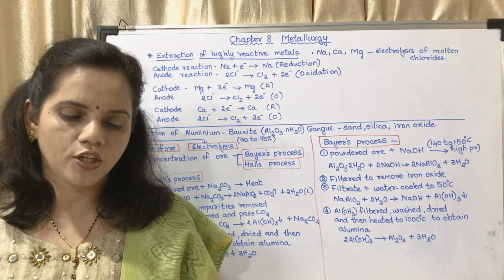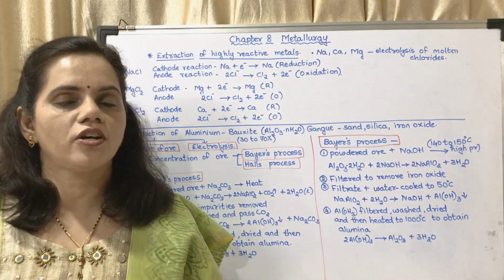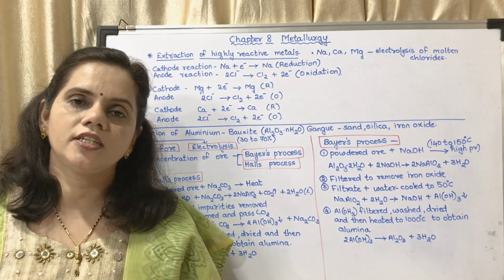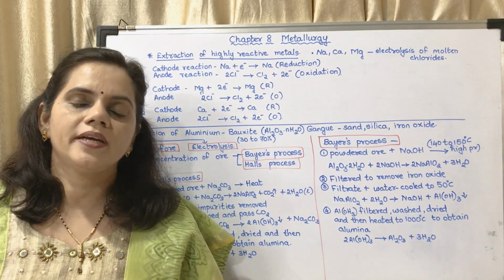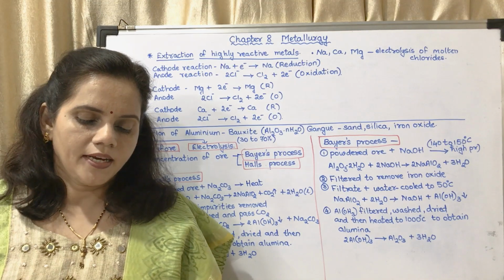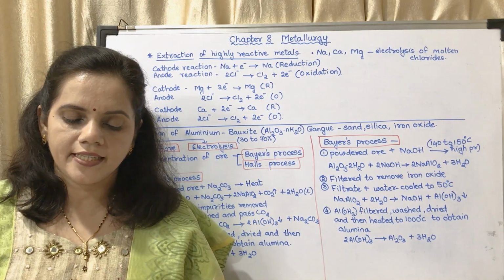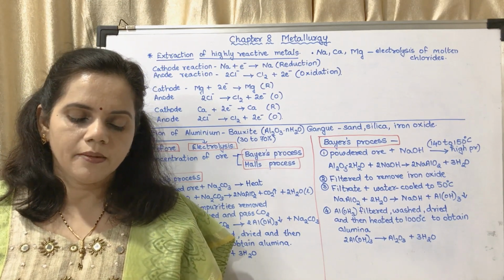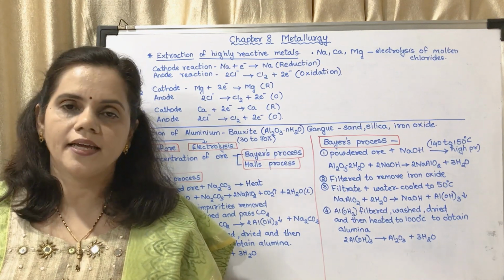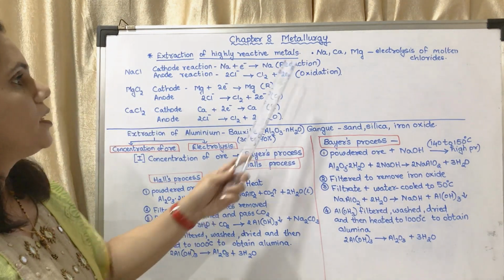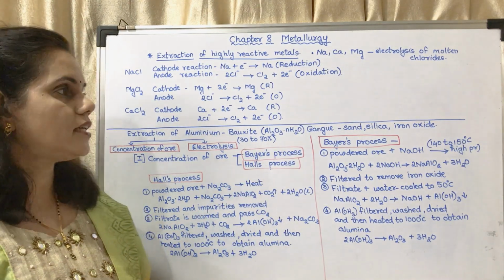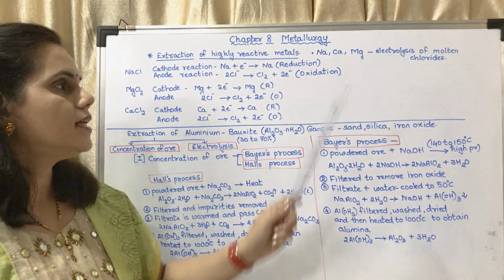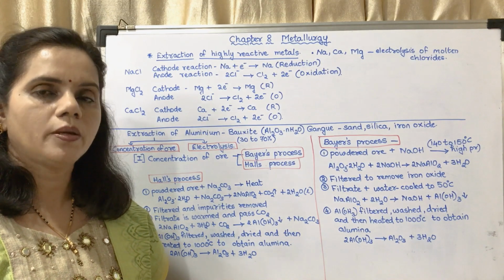On page number 102, what is the electronic definition of oxidation and reduction? Oxidation is losing electrons and reduction is gaining electrons. You may revise it from chapter 3. Now, the metals at the top of the reactivity series are highly reactive. Their reactivity decreases down. For example, potassium, sodium and aluminium are reactive metals. Sodium, calcium and magnesium are highly reactive metals. They are extracted by electrolysis of molten chlorides. This is an important point from that paragraph. You may mark that paragraph.